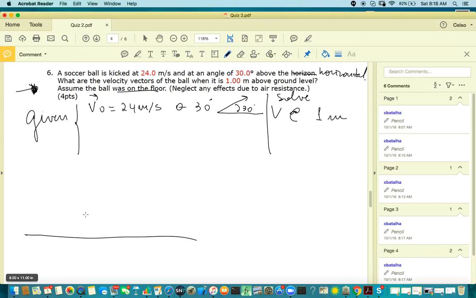So basically this is how projectile motion works. The ball is kicked from the floor, that is an assumption, and the initial velocity is here with an angle of 30 degrees. And basically the ball is going to go like this. You have a tangent right here that goes like that. And when the ball is 1 meter high right here, you want to find the velocity. This position is 1 meter.